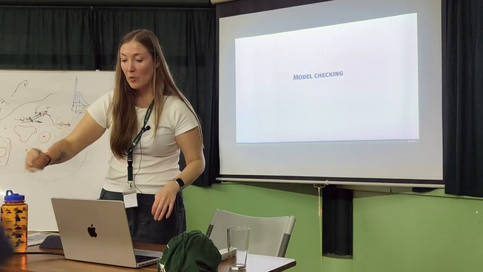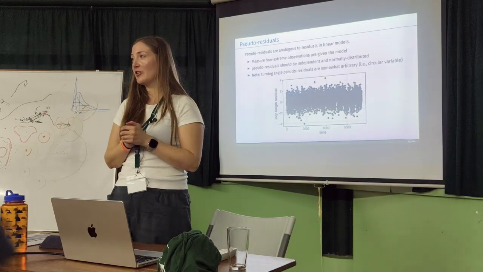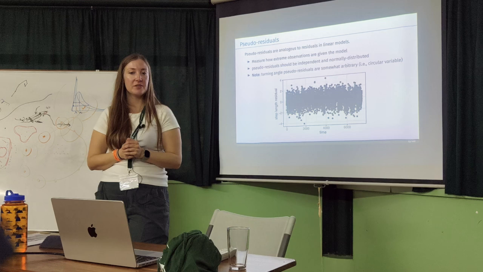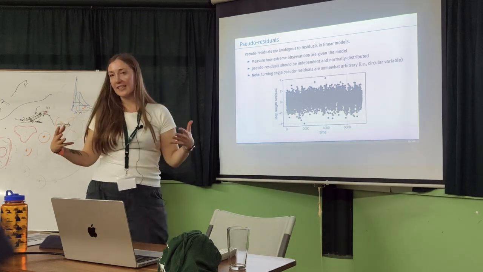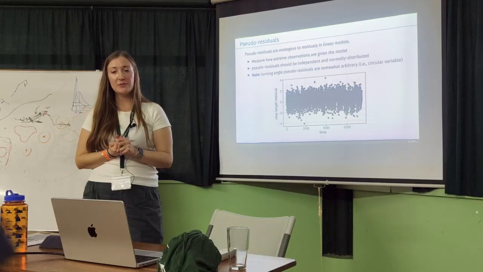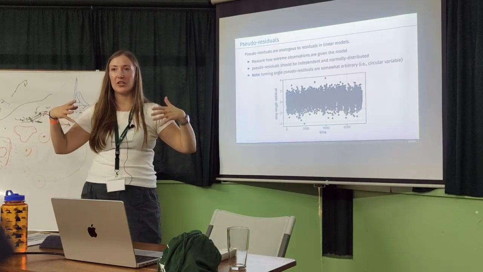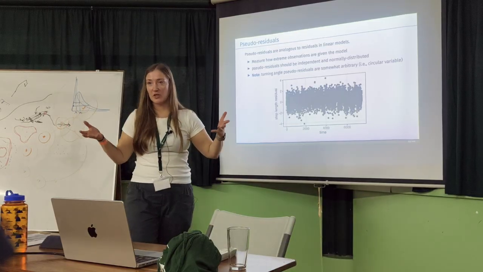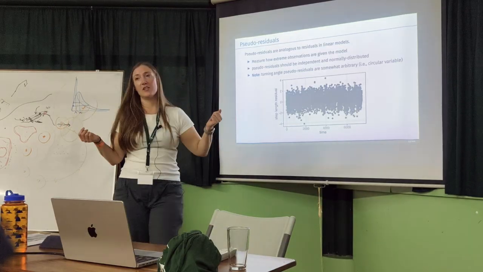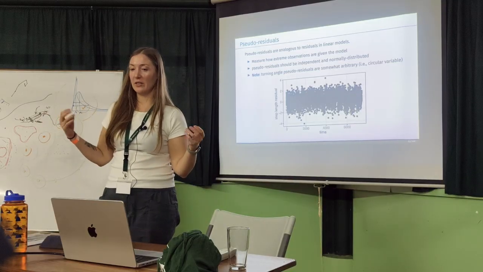Okay. So model checking, some of the tools we use aren't that different from other linear models. We calculate something called pseudo-residuals, which are analogous to residuals in linear models. And they measure how extreme observations are given the HMM that we have. So just like residuals in other models, we expect that they should be independent and normally distributed if all of the assumptions of our model are met.